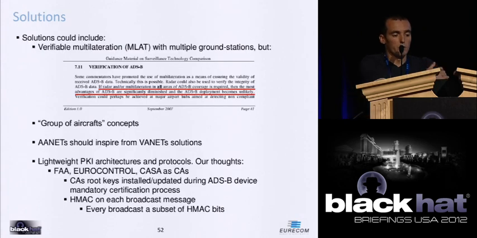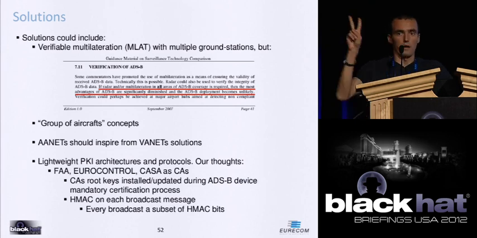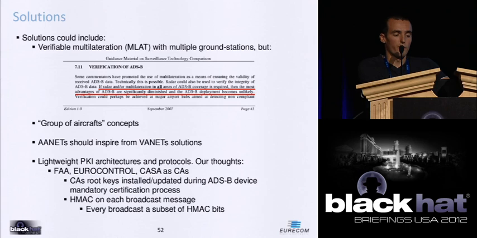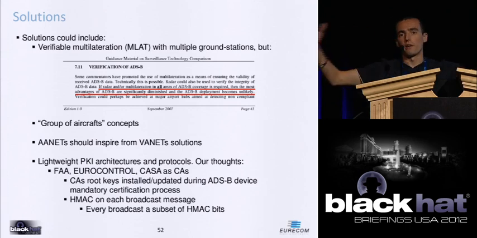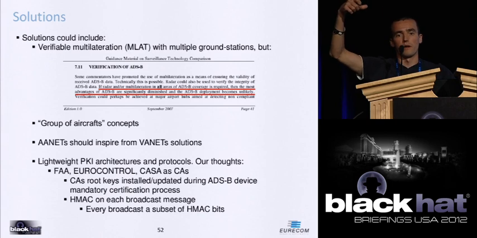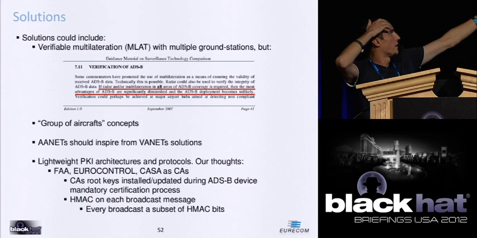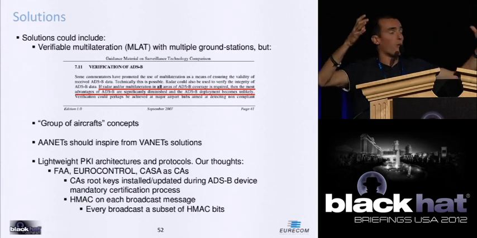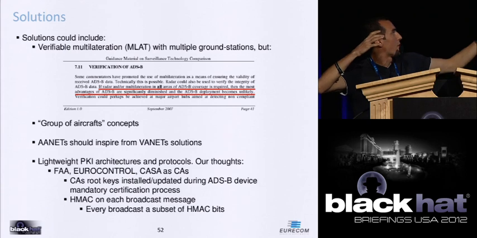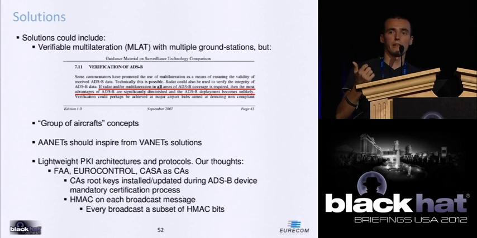Some solutions could include verifiable multilateration, meaning that multiple ground stations can verify whether a given aircraft is real. But some analysis documents show that if multilateration is required in all areas, most of the advantages of ADS-B are significantly diminished. So it's not technically and economically feasible to enforce this multilateration, because otherwise all the sense of the technology is lost. So you cannot do this solution.